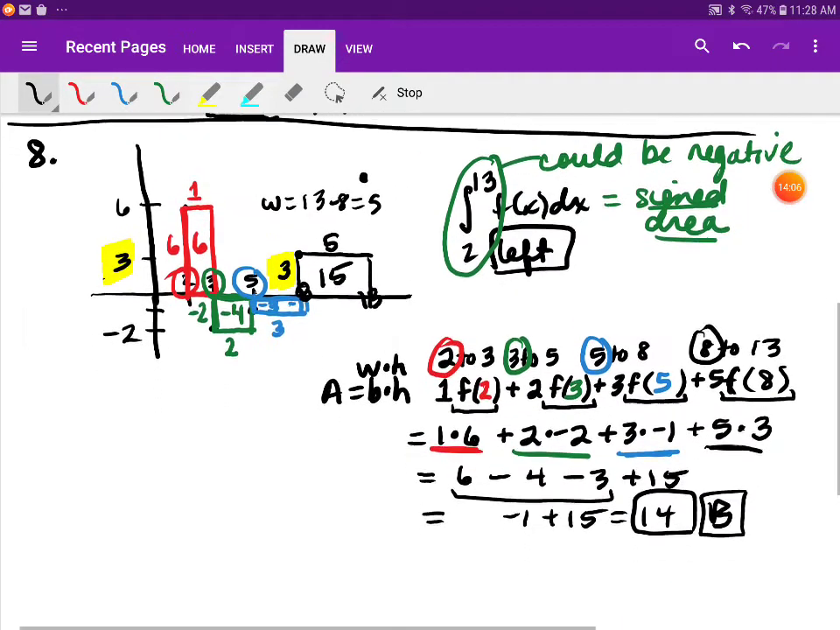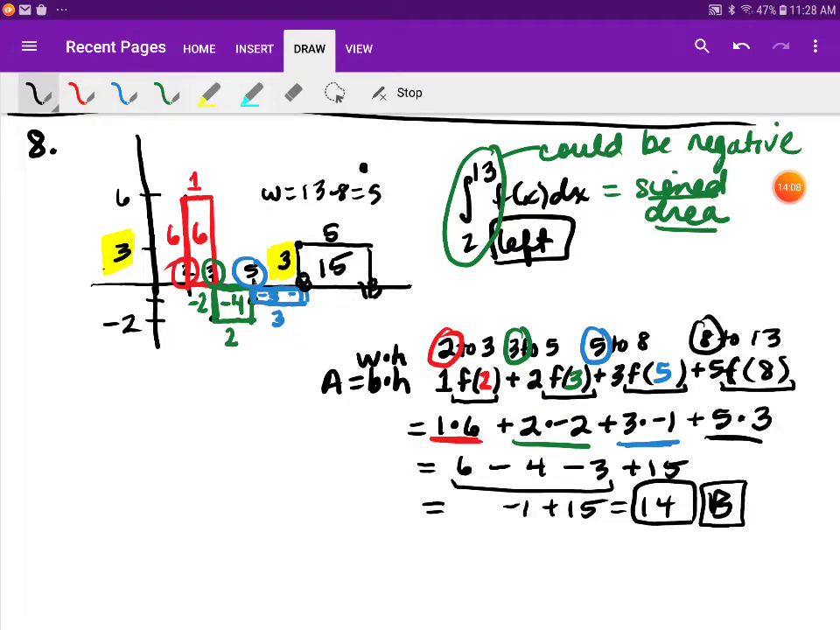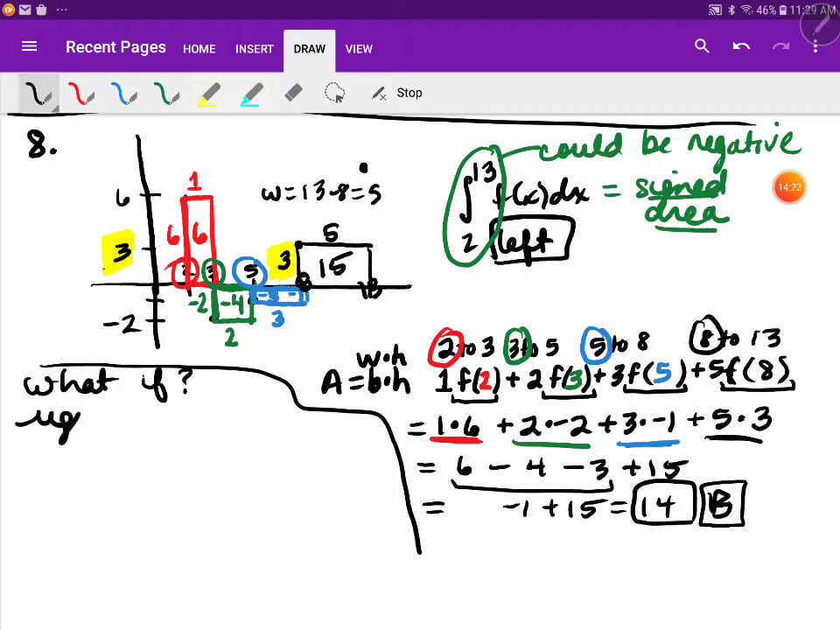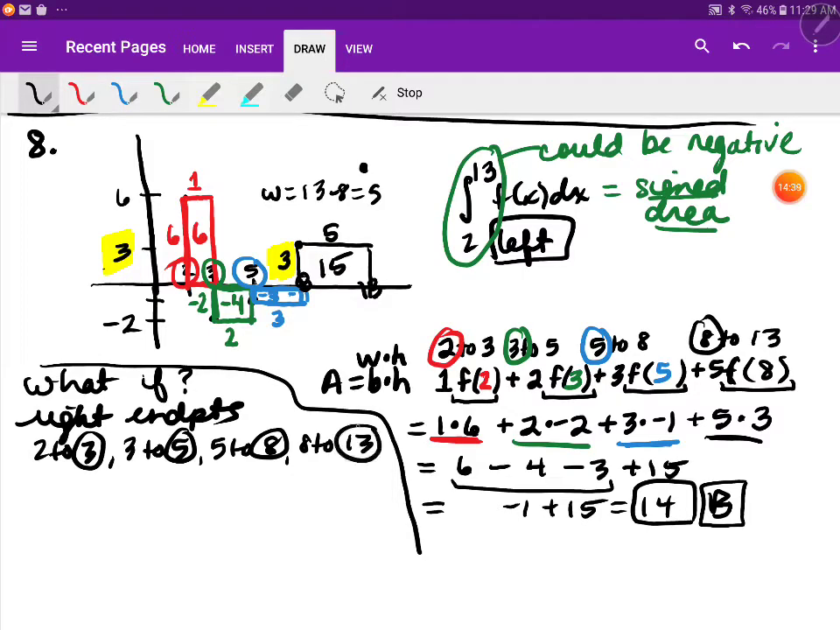Let me remind you of some things while we're here, because we're trying to review lots of things. Let me remind you of some things that are nearby. Okay, so this is a what if. What if it said right endpoints? So if it said right endpoints, 2 to 3, I'm going to use 3. 3 to 5, I'm going to use 5. 5 to 8, I'm going to use 8. And 8 to 13, I'm going to use 13.